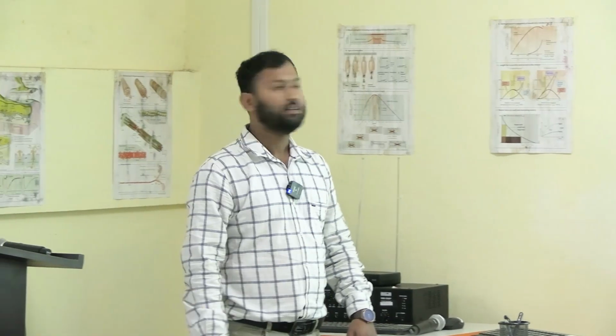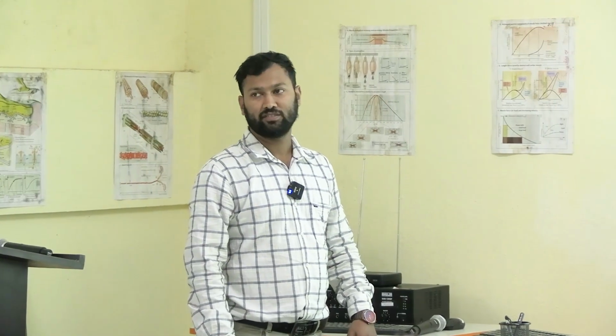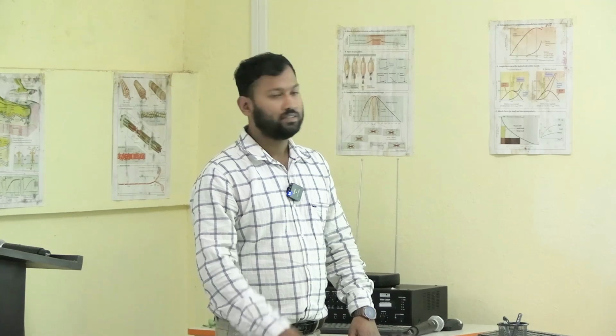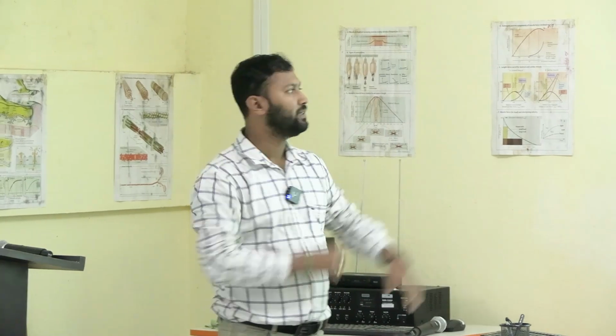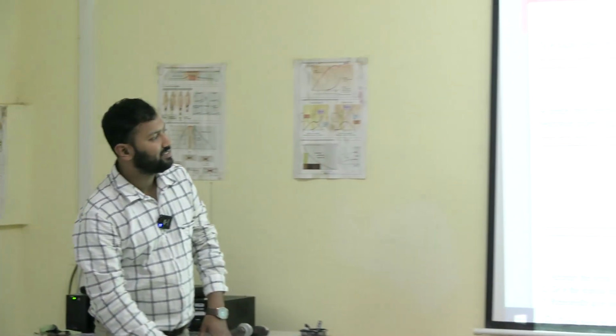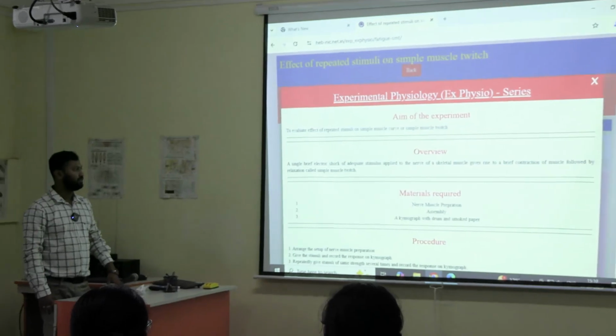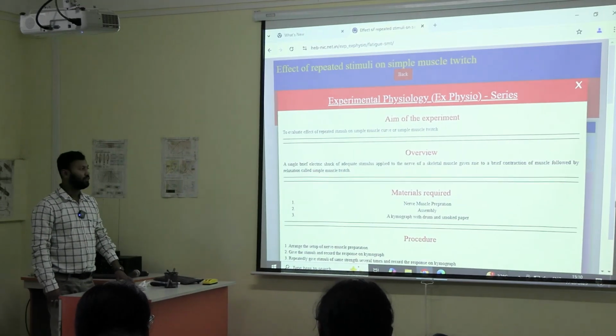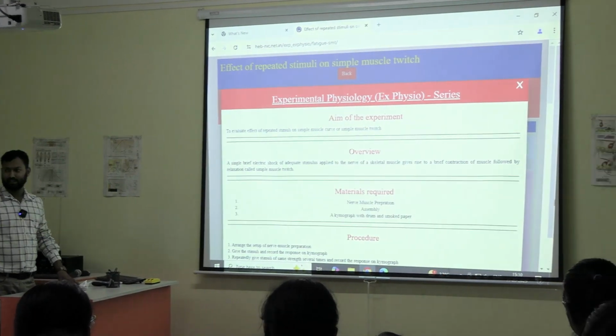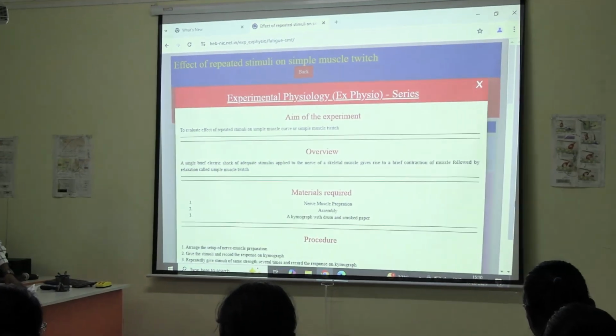Next day, in this class, we will be discussing the cardiac cycle. Very important. Today we are going to study the effect of repeated stimulus in a simple muscle twitch. What are the materials required? It is written here. We need a nerve muscle preparation and a kymograph, similar to our earlier classes.